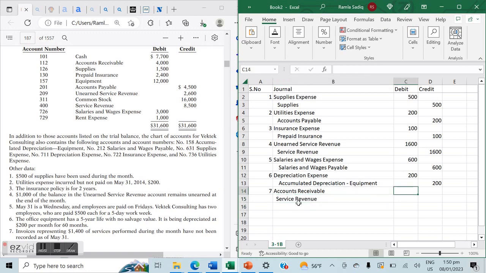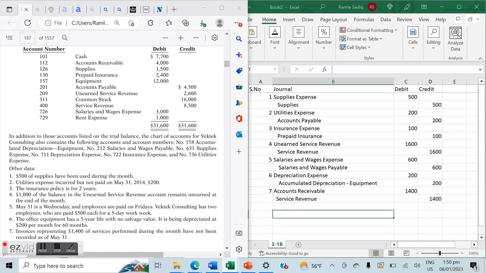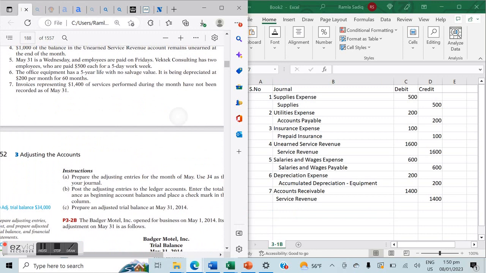So accounts receivable to be debited by $1,400 and service revenue to be credited by $1,400. And so this is part A, instruction A for question number 3-1B.